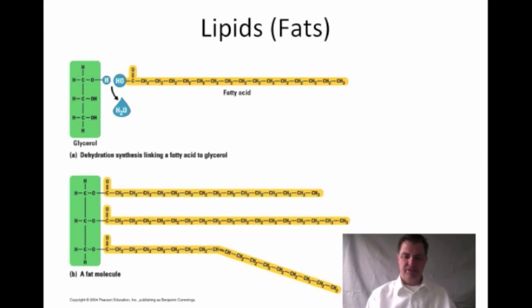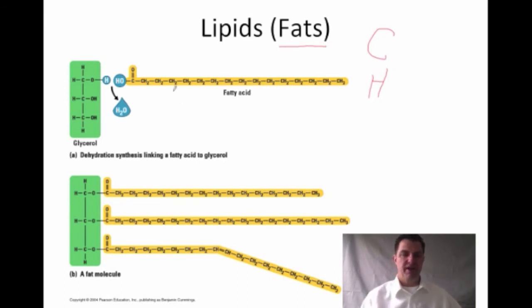Okay, our next group are the lipids. And lipids are a very diverse group, many different types of lipids. We'll talk about several of them here. But again, lipids have mostly carbon and hydrogen in them. Okay, and so this is one type of lipid here called fats. That's the one you're kind of most familiar with.